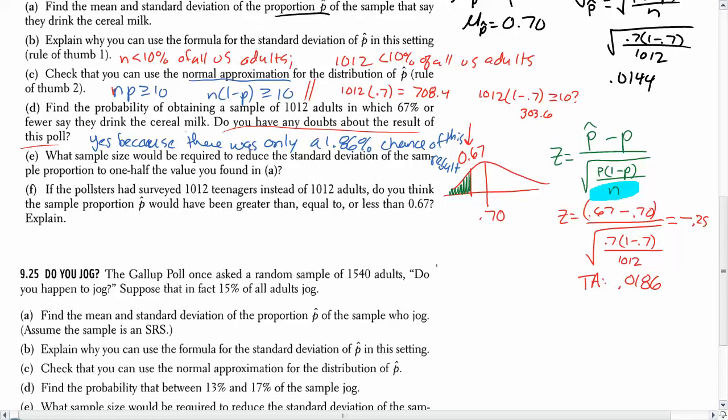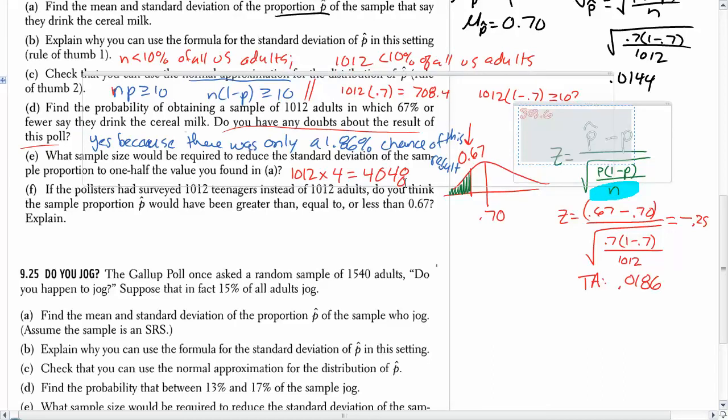So what sample size would be required? Well, we have to multiply our original sample size of 1,012 times 2 squared, or 4. So a sample size of 4,048 would cut our standard deviation in half. Like we talked about before, that can be really costly.